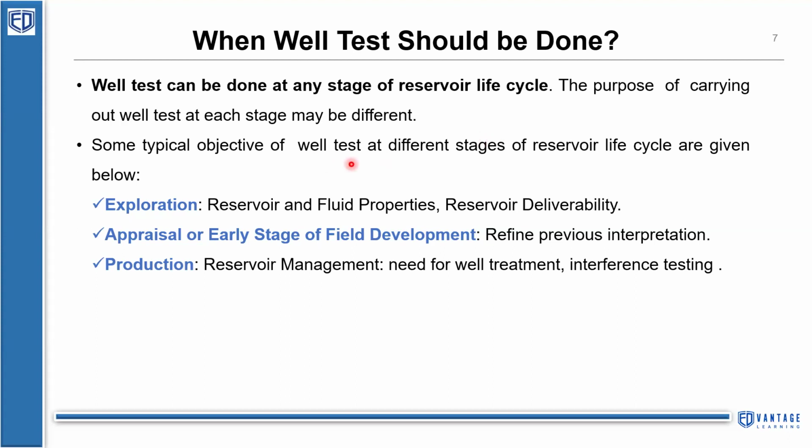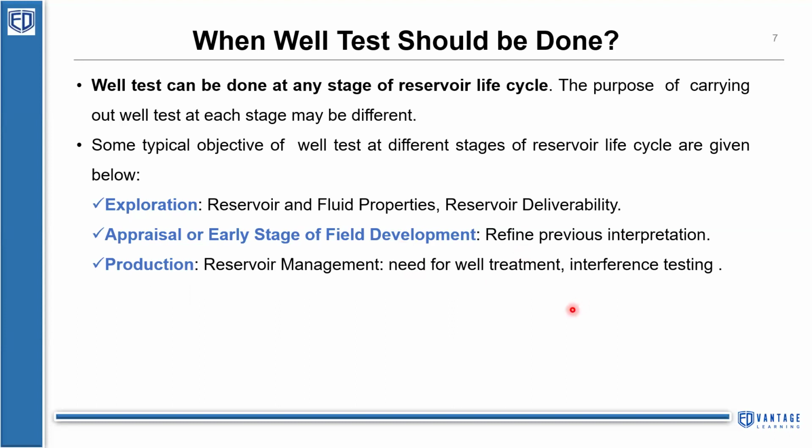Some typical objective of well test at different stages of reservoir life cycle are: in exploration stage, we can understand the reservoir and fluid properties, also the reservoir deliverability. In appraisal or early stage of field development, we can refine our interpretation, their previous interpretation. Because what the EWT, the extended well test, is telling us, that can be refined in the new test, in the field development stage. Also in production stage, we can look at reservoir management. So we can understand need for well treatment, interference testing.